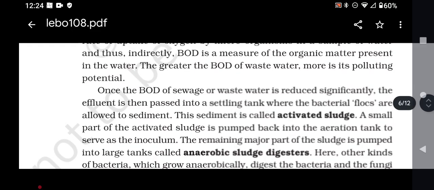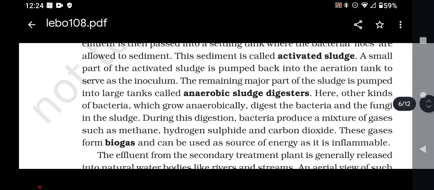Once the BOD of the sewage or wastewater is reduced significantly, the effluent is then passed into a settling tank where the bacterial flocs are allowed to sediment. This sediment is called activated sludge. A small part of the activated sludge is pumped back into the aeration tank to serve as inoculum. The remaining major part of the sludge is pumped into large tanks called anaerobic sludge digesters. Here, other kinds of bacteria which grow anaerobically digest the bacteria and the fungi in the sludge.